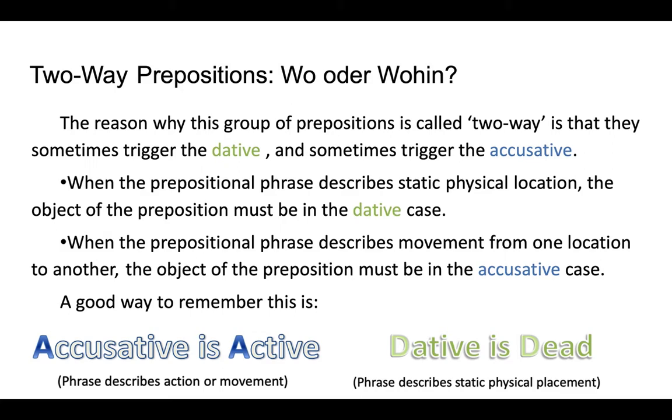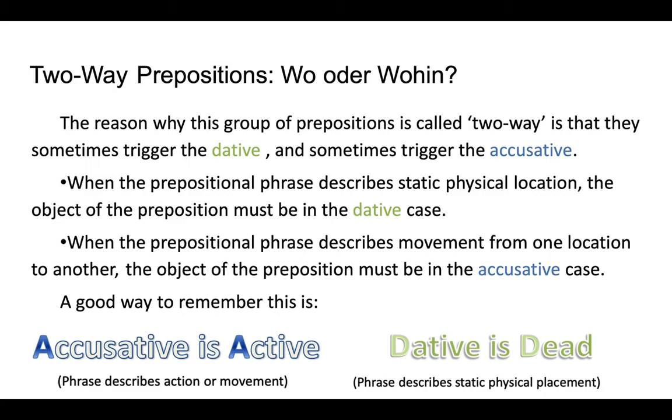To sum up, the reason why this group of prepositions is called two-way is that they sometimes trigger the dative and sometimes trigger the accusative. That makes them different than prepositions like für that always make things accusative, or prepositions like mit that always make things dative. When the prepositional phrase describes static physical location or answers the question wo, then the object of the preposition, the noun, must be in the dative case.